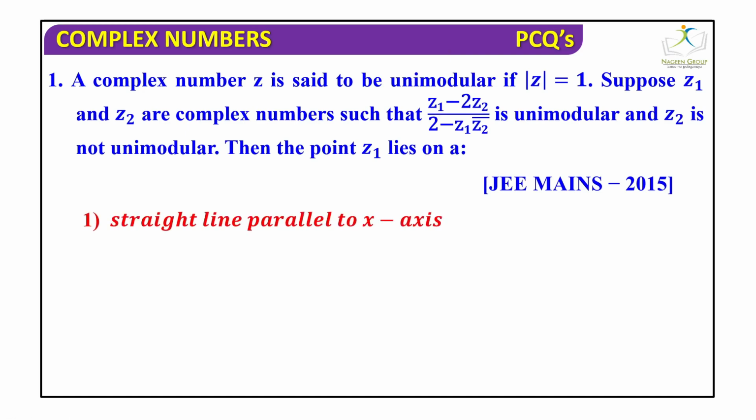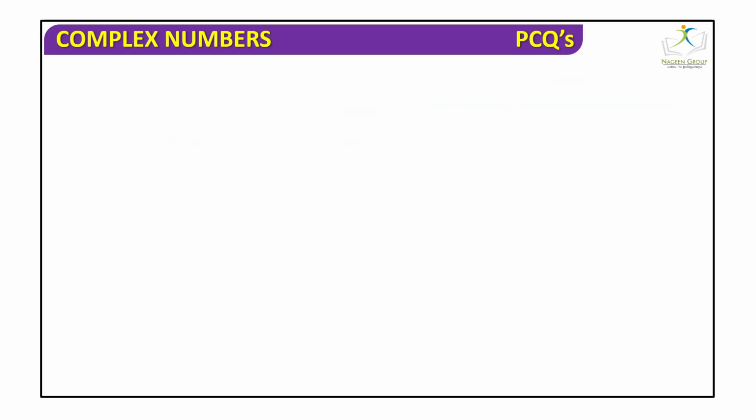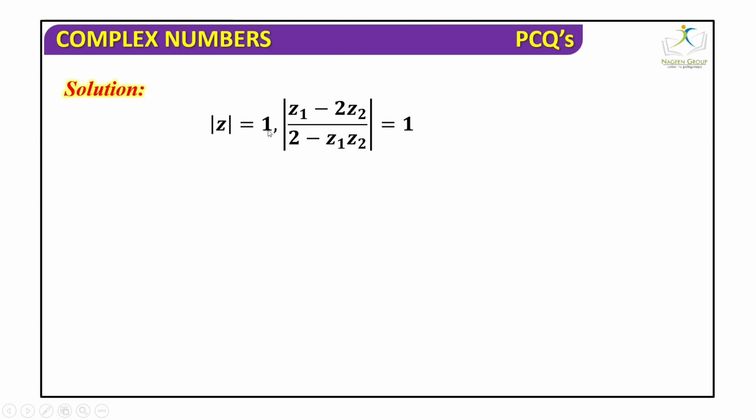Here are the options: straight line parallel to x axis, then straight line parallel to y axis, third circle of radius 2, and fourth circle of radius root 2. So here let's solve it. We have modulus of the whole expression equal to 1. It's given, it is unimodular, and z2 which is non-unimodular implies the modulus of z2 is not equal to 1.